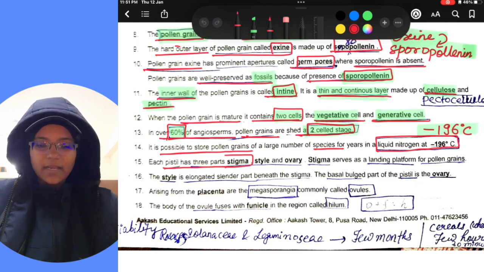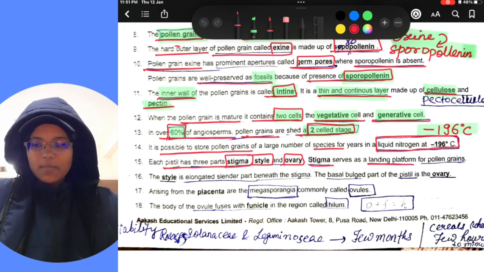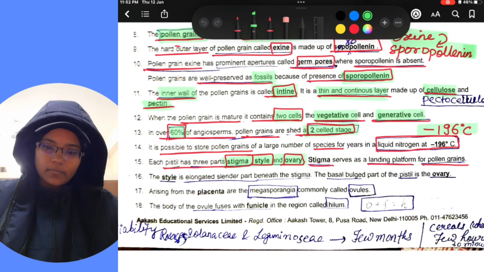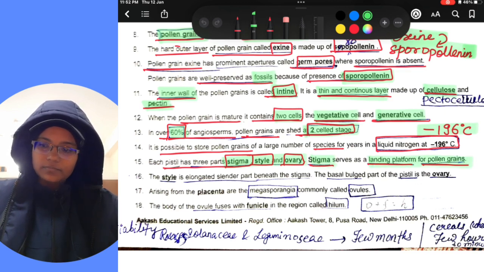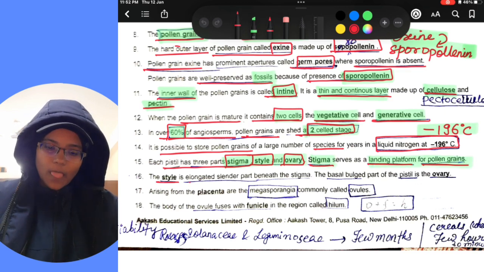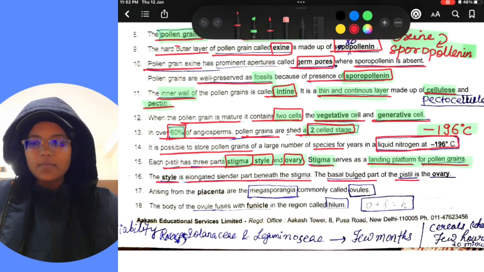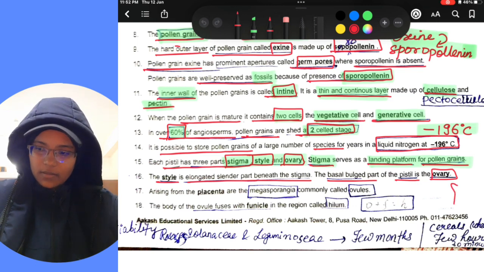Each pistil has 3 parts: stigma, style and ovary. The stigma serves as a landing platform for pollen grains. The style is the elongated slender part beneath the stigma. The basal bulged part of the pistil is the ovary.